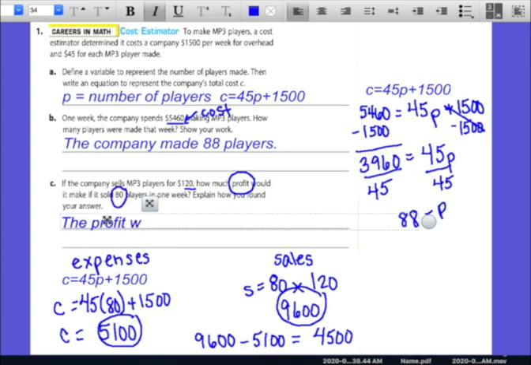So now let's go back and type up that answer. So the profit was $4,500. And we found this by subtracting the expenses from the sales.